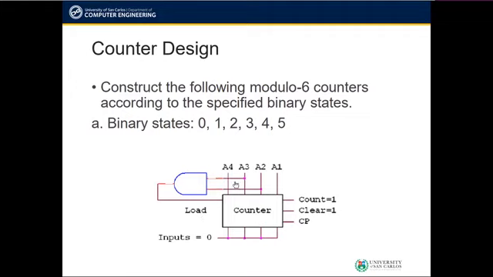Here we are only using A3 and A2 in checking for the count of 6 because at the counts of 0 until 5, A3 and A2 are never 1 at the same time. The count of 6 is the first time that both A3 and A2 are 1 at the same time. In some cases, the best way to check for a specific count is to check all the bits of the count.